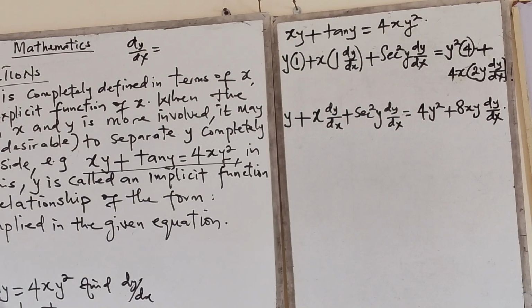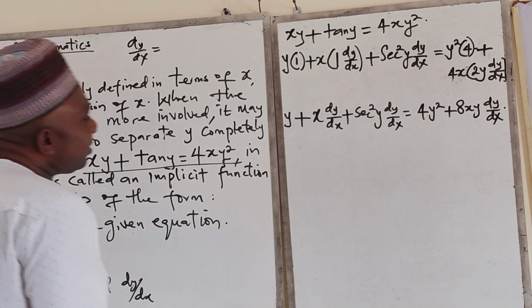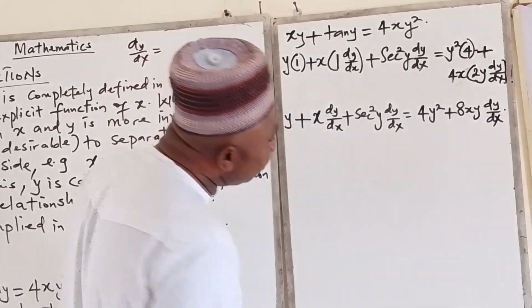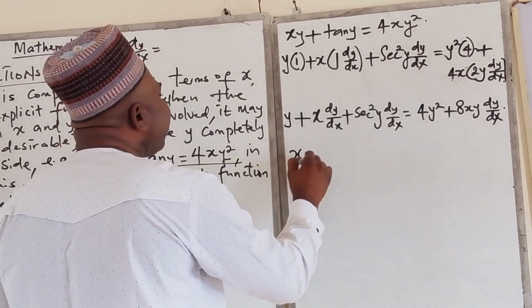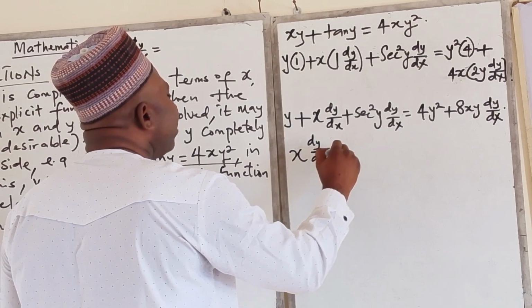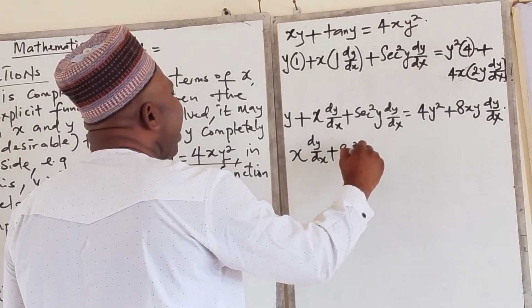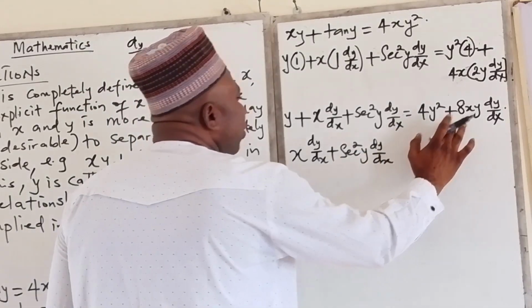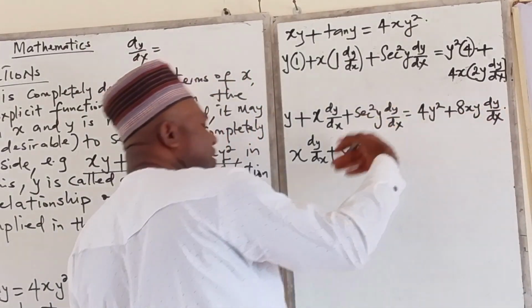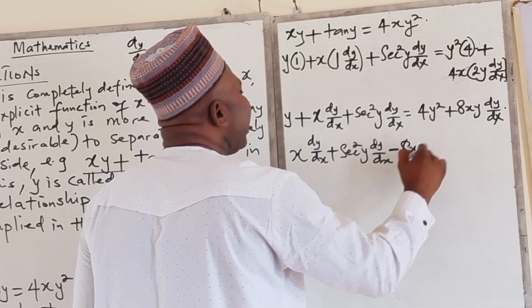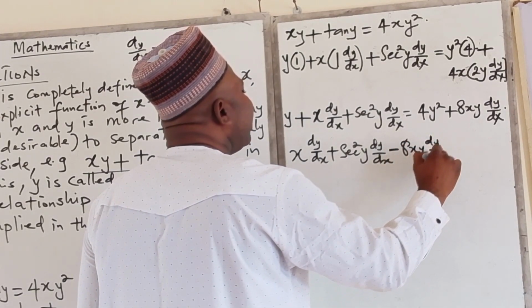Now I want us to collect like terms. I want us to collect all of the dy over dx terms. So collecting the dy over dx, here we have x dy over dx plus sec squared y dy over dx. Now when you bring this plus 8xy dy over dx inside, it becomes minus 8xy dy over dx.